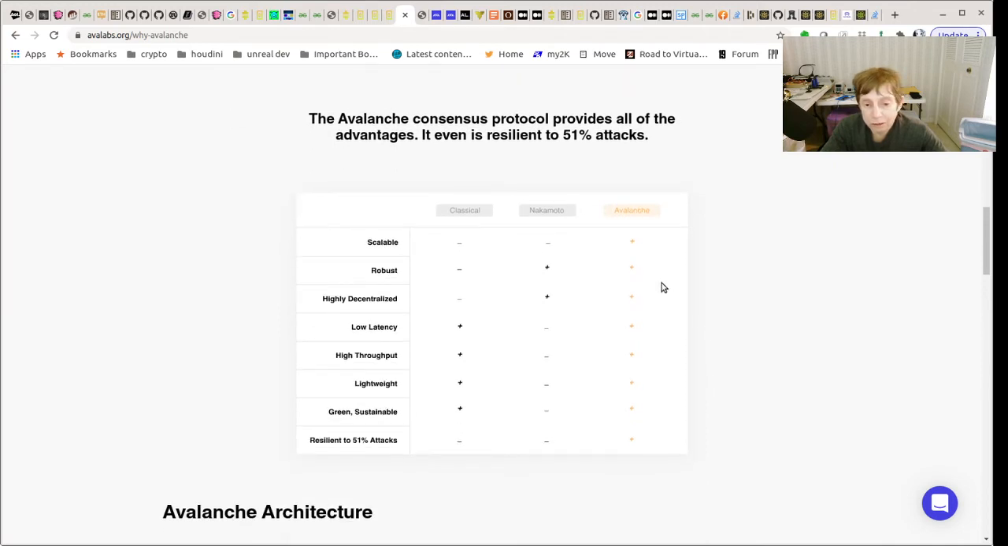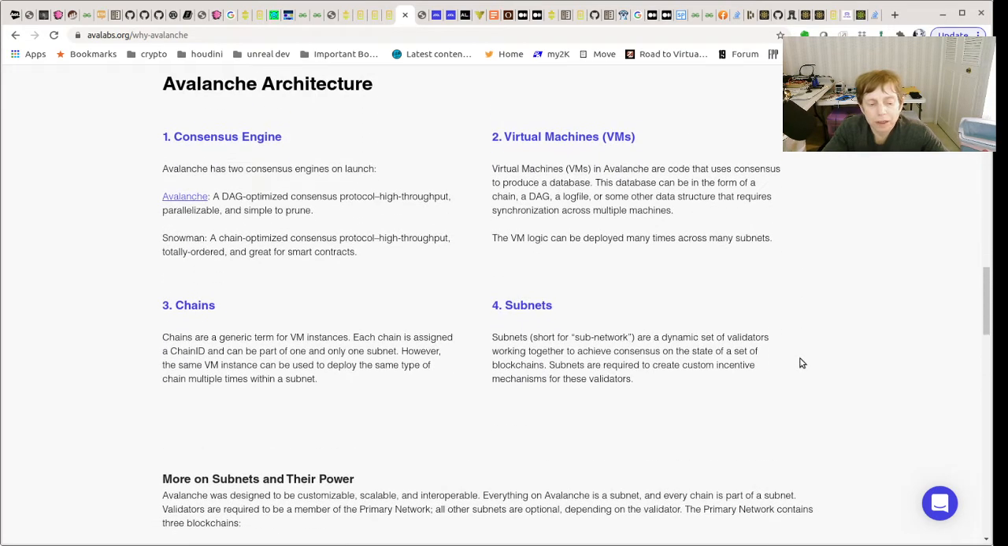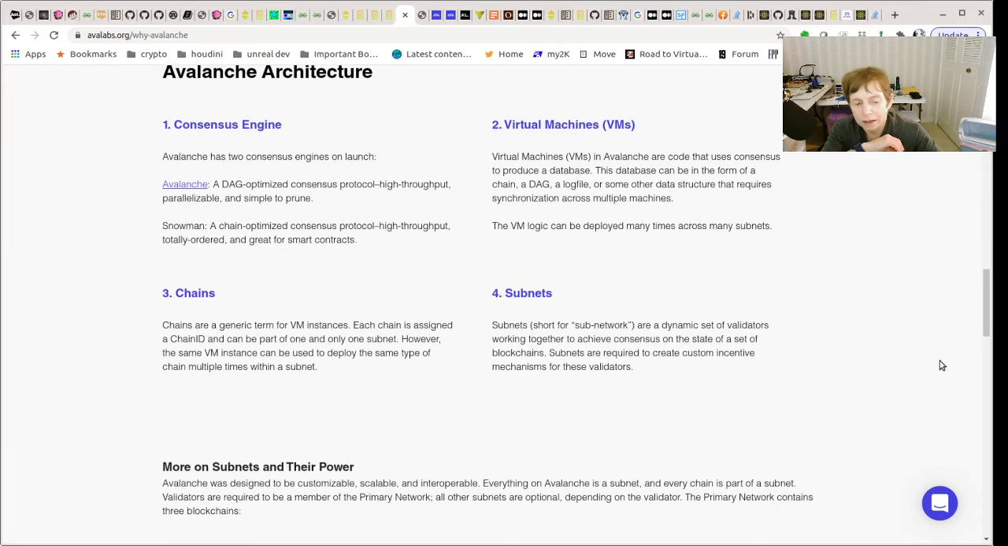And again, they're showing the advantages here of Avalanche. And this is what we're going to have to get into because it looks like it could be a little complex. It has two different consensus engines, and they have this concept of virtual machine, the code that uses consensus to produce a database. So you synchronize these data structures across multiple machines. You have a lot of subnets, and the main net, you have the chain, and then you have all these subnets, which we've seen similar things in Polkadot, and a set of dynamic validators working to achieve consensus on the state of a set of blockchains as opposed to one blockchain.